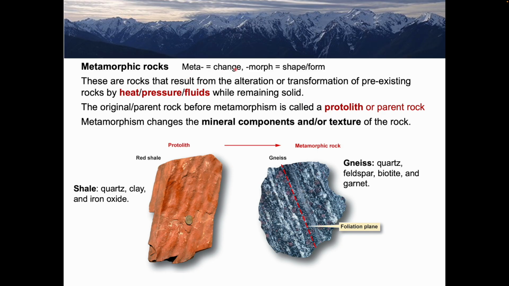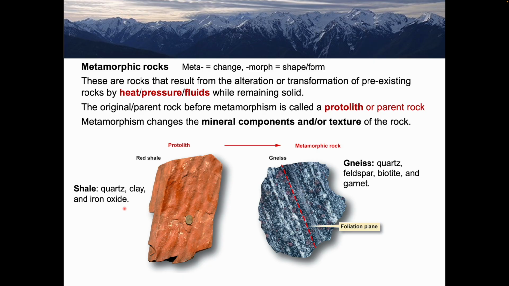Meta means change, and morph means shape or form. So these are rocks that have been changed in their shape or form. The original material, or parent rock, that was there before metamorphism occurred is called a protolith. The processes of metamorphism change the mineral components and/or texture of the rock.